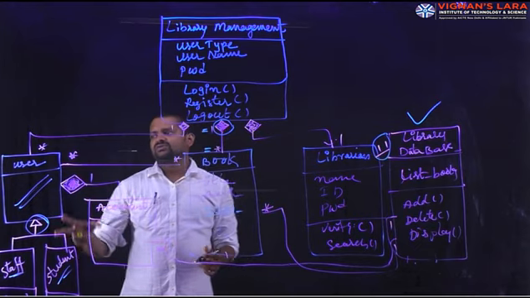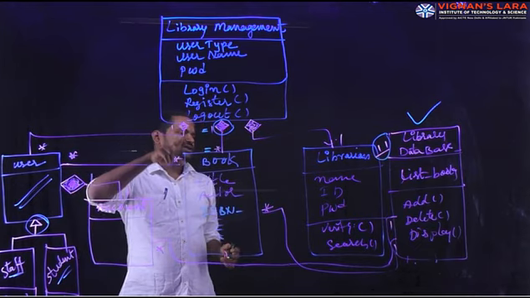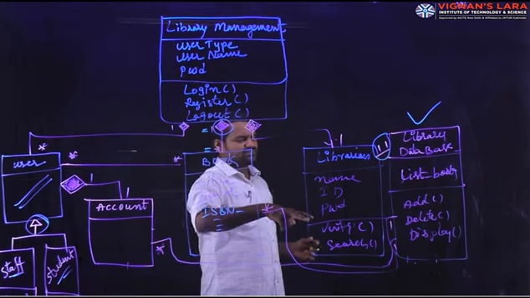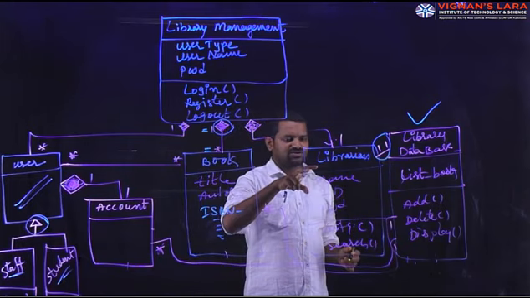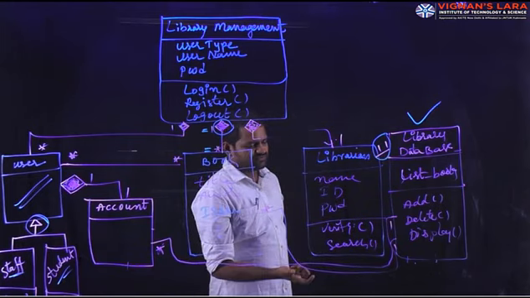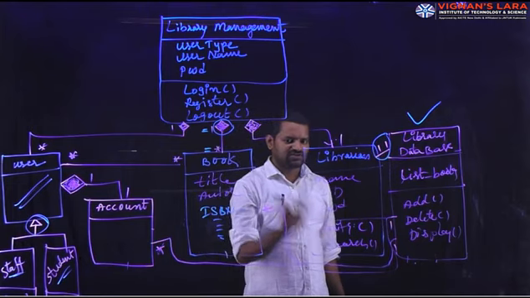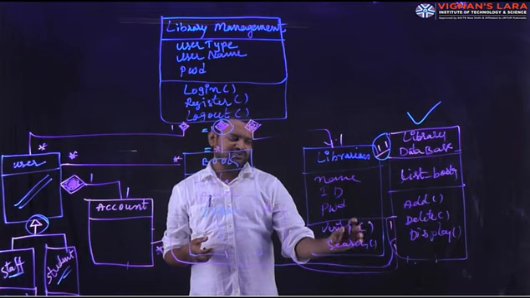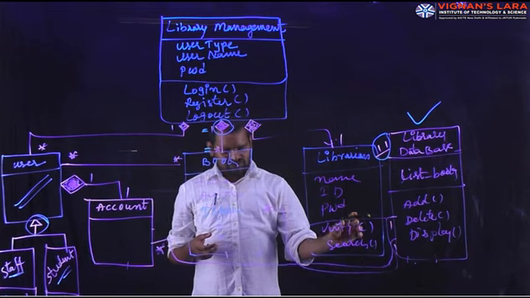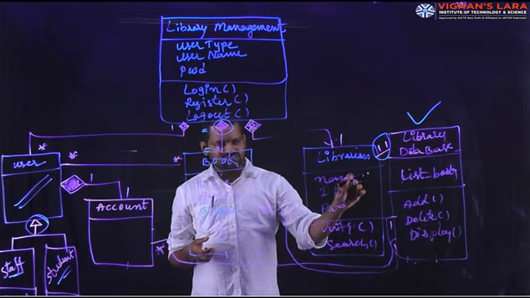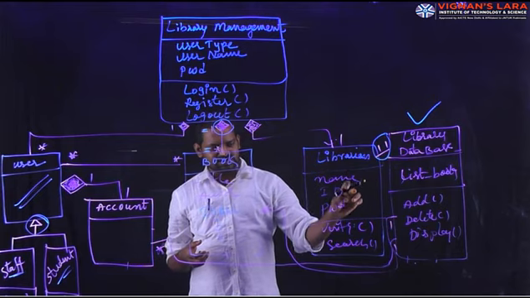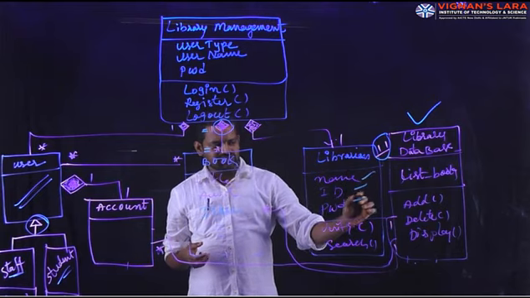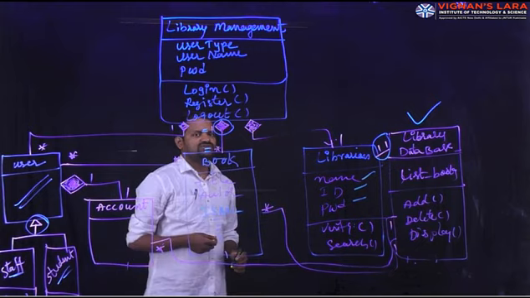Okay, and you have to see the librarian. What information is there, what can the librarian do? The librarian can perform verifying the books and also searching the books if anybody wants. Name, ID, and password are the attributes of the librarian.